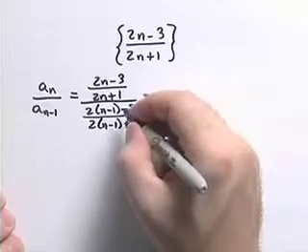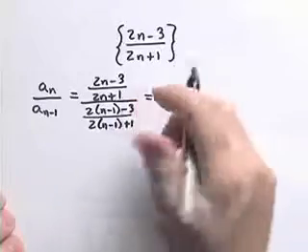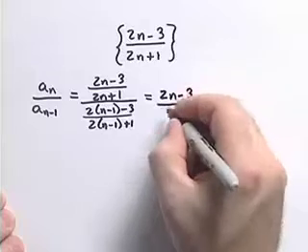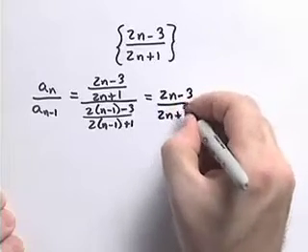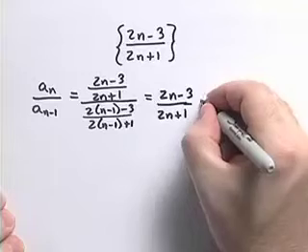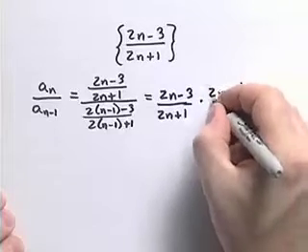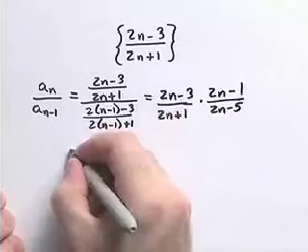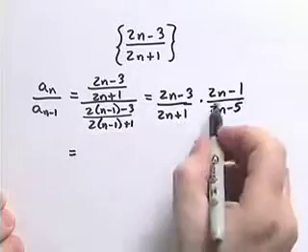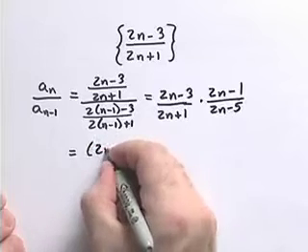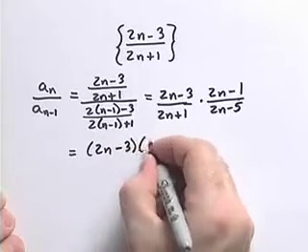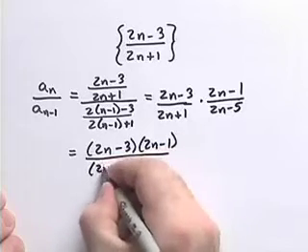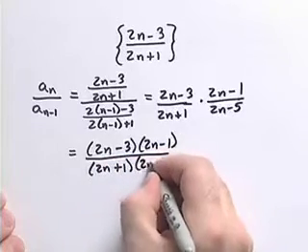If we invert or clean up this denominator and then take the reciprocal and multiply, we'll have (2n - 3)/(2n + 1), so that's our numerator here, times (2n - 1)/(2n - 5). We go ahead and do that multiplication. We'll just write this again as (2n - 3)(2n - 1). That's our numerator now. And our denominator will be (2n + 1)(2n - 5).